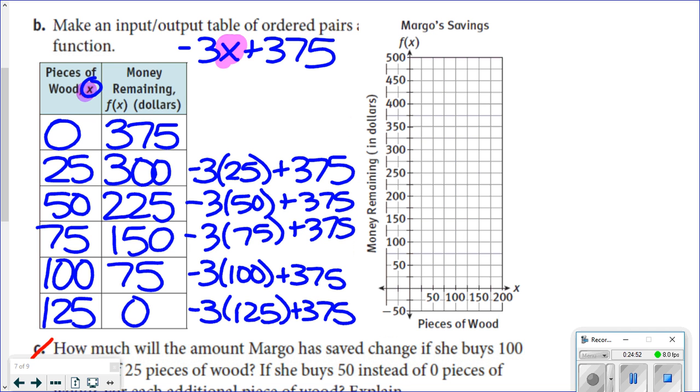Okay, hopefully your table looks like mine. 300, 225, 150, 75, and 0. So if she buys 125 pieces of wood, she spent all of her money, she has 0 remaining. So let's go over on our graph, and we're going to graph these. 0, 375, that's my starting point or my y-intercept. I'm up here in between 350 and 400.